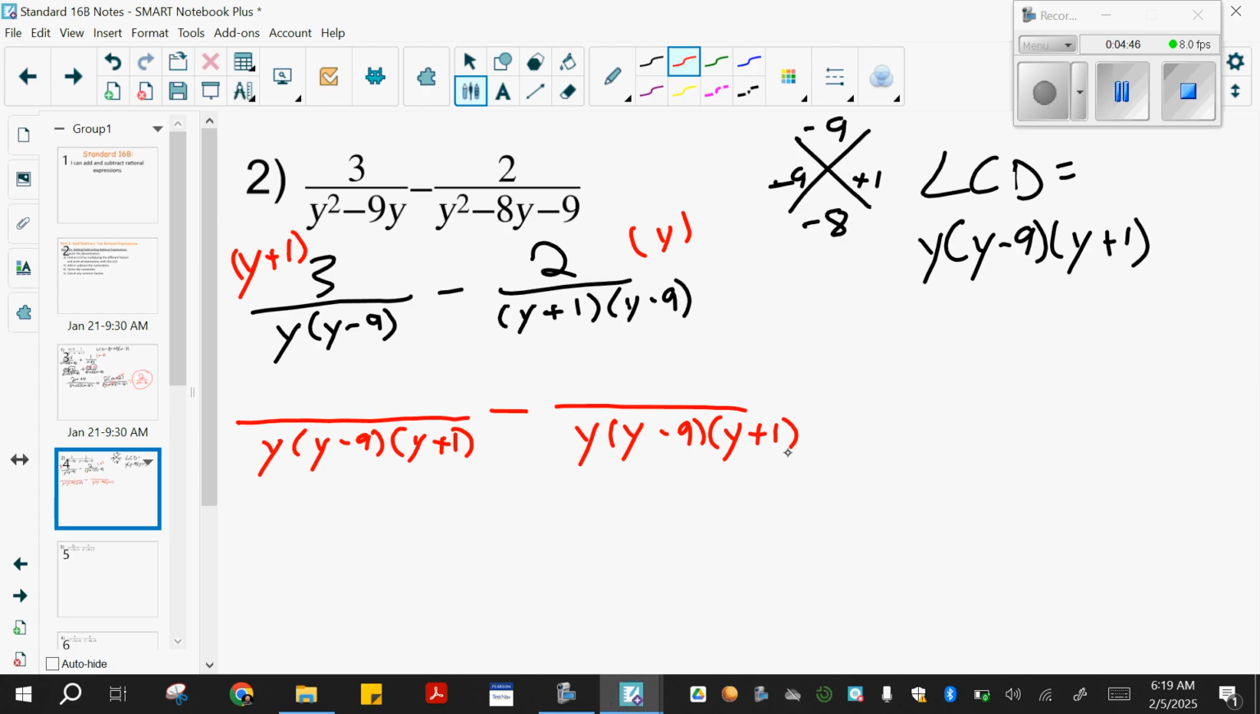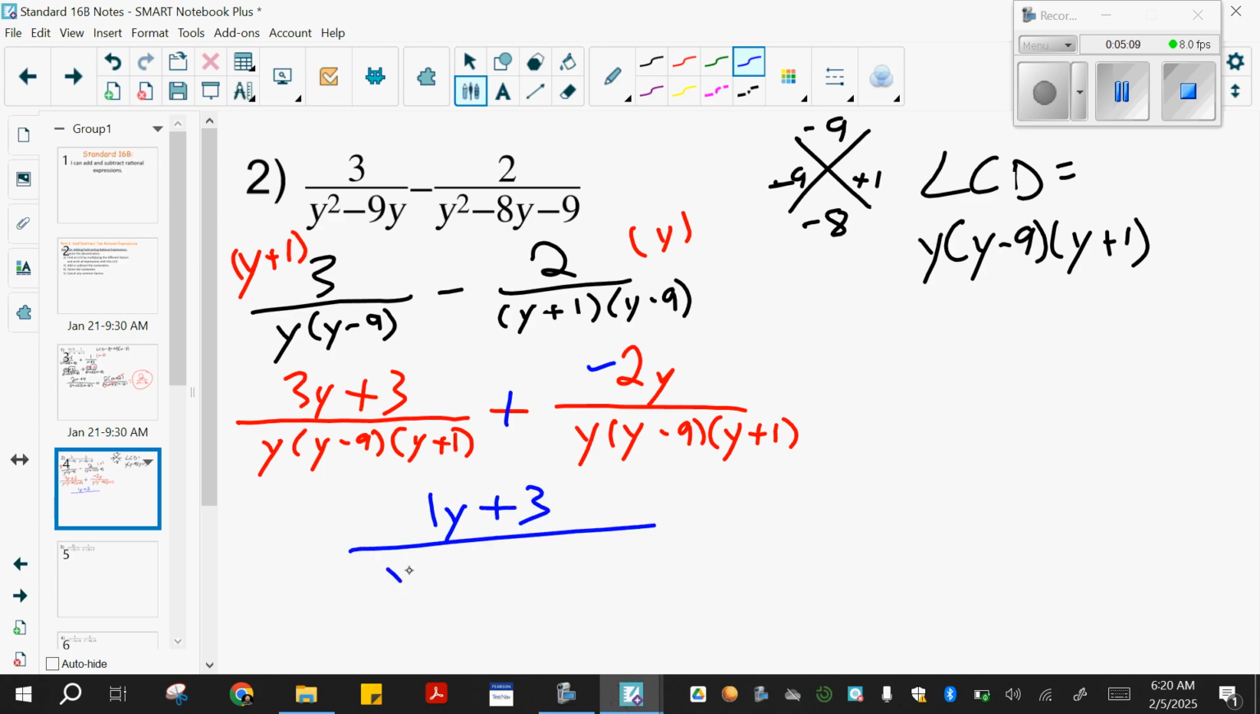Alright, so let's multiply it out. I have 3. I'm going to distribute this. 3 times y is 3y. 3 times 1 would be plus 3. Subtraction, we know what we need to do with that. 2 times y is 2y. And I'm going to come back here and add the opposite, so add negative 2. Then we can put those together. 3y minus 2y is going to be 1y plus 3 all over y times y minus 9 times y plus 1.